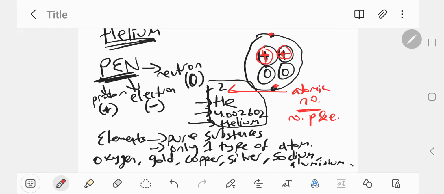Why does it have the same number of electrons as protons? Well, atoms generally in nature are neutral. They've got no charge overall. So the plus 2, the 2 protons, and the 2 electrons, minus 2, they balance, they cancel out.